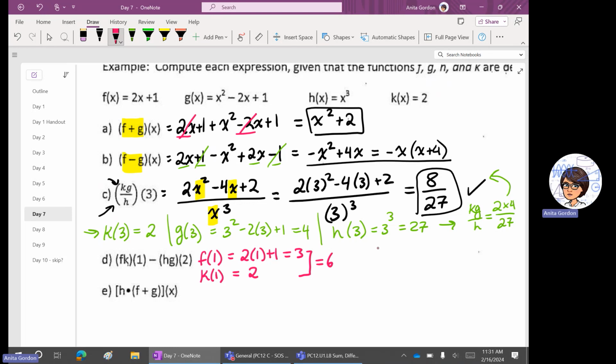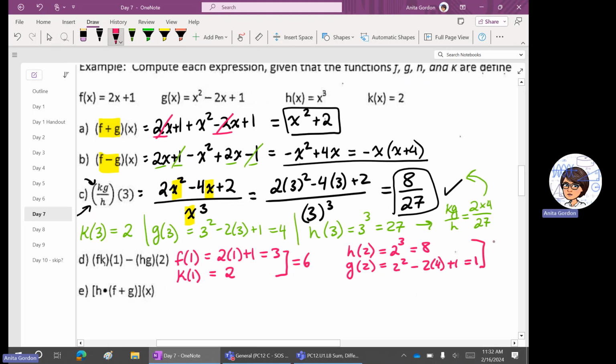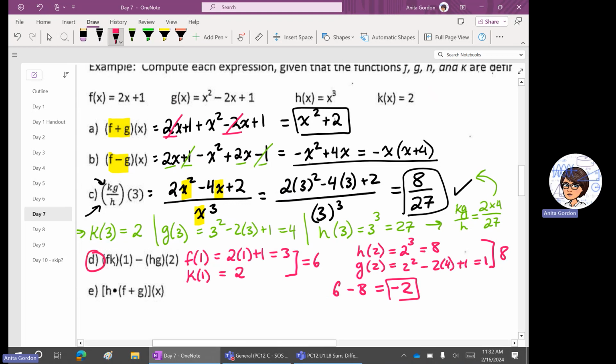Then I'm going to take h of 2, which is 2 cubed, which is 8, and then g of 2 is 2 squared, which is 4, minus 2 times 2, which is 4, plus 1, which is 1. And all together, this is going to be 8 times 1 is 8. So 6 minus 8 equals negative 2. And that is our answer for D.